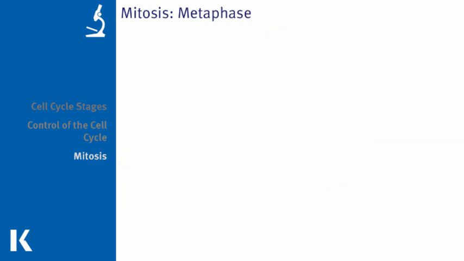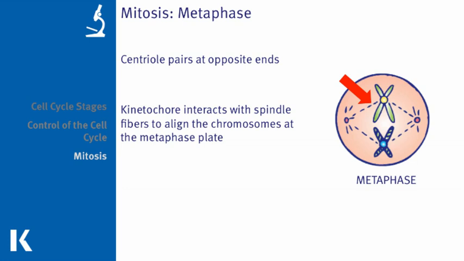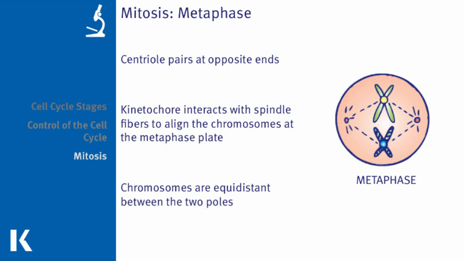The next phase of mitosis, metaphase, is best known by the image of chromosomes lined up at the middle of the cell. By now, the centriole pairs have reached opposite poles within the cell. Interaction between the spindle fibers and kinetochores positions chromosomes in a line on the metaphase plate. At this point, chromosomes are in the exact center of the cell, and the cell is ready to undergo anaphase.